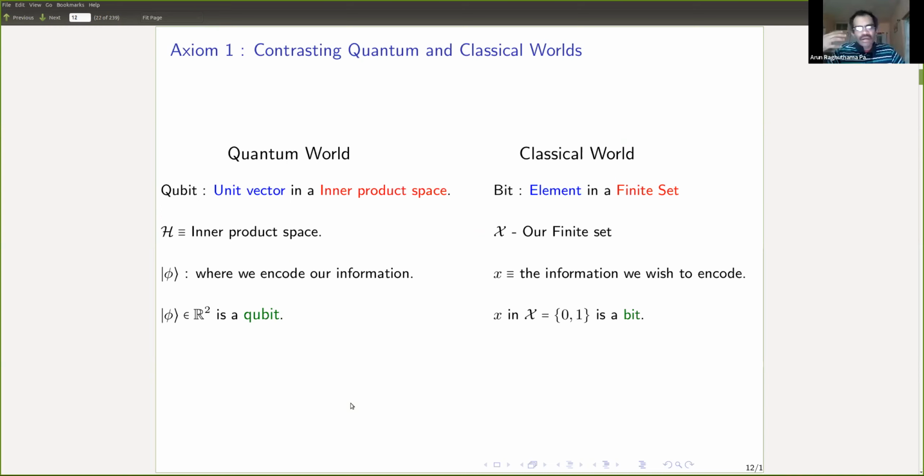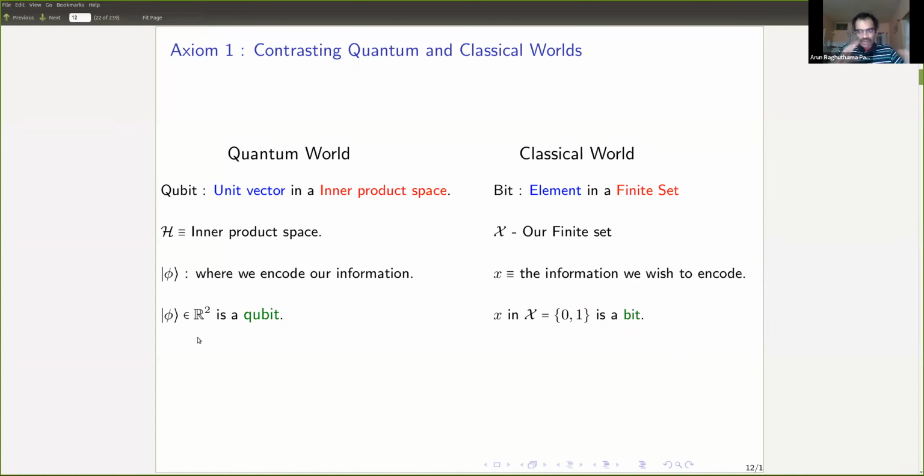Classical world, our state space is a finite set. Quantum world, our state space is an inner product space, which is a Hilbert space. In the classical world, the information we encode is in the bit x. In the quantum world, the information we encode is in a vector, which is ket phi. In the classical world, x takes one value among 0 and 1, but in the quantum, it's a vector in an inner product space.